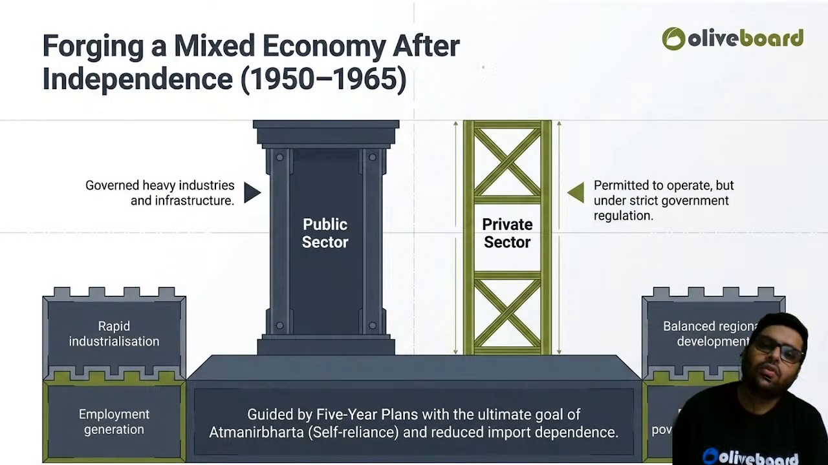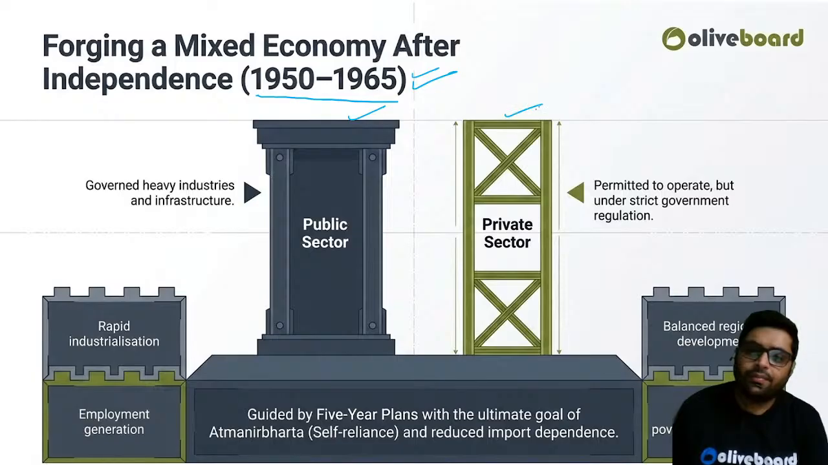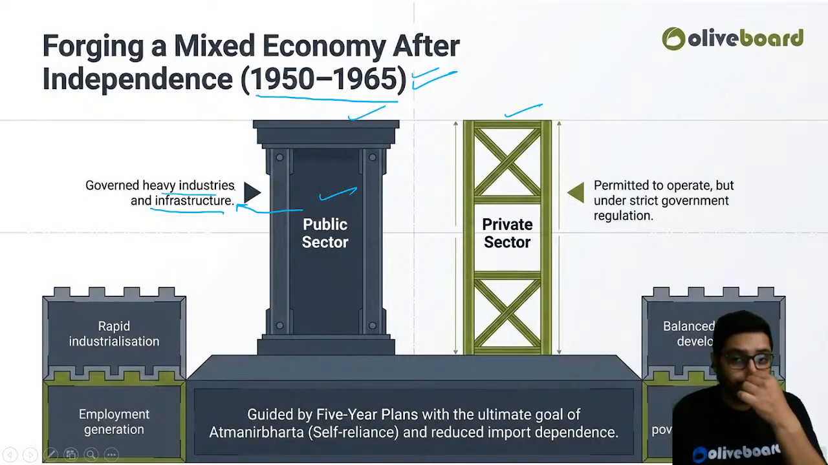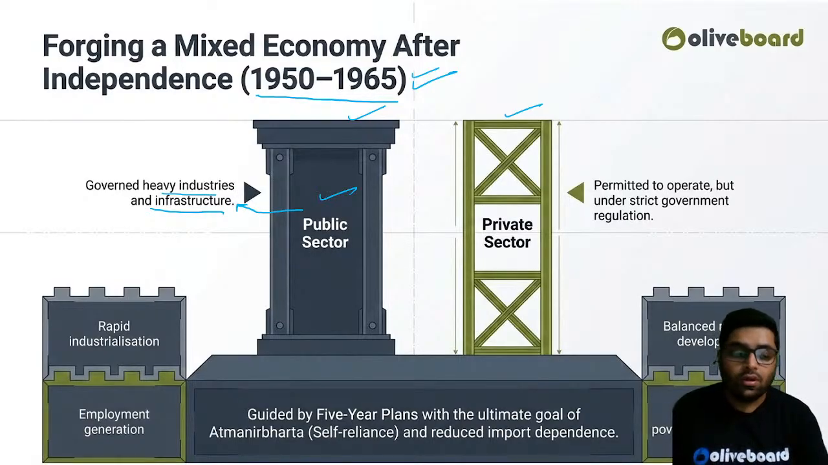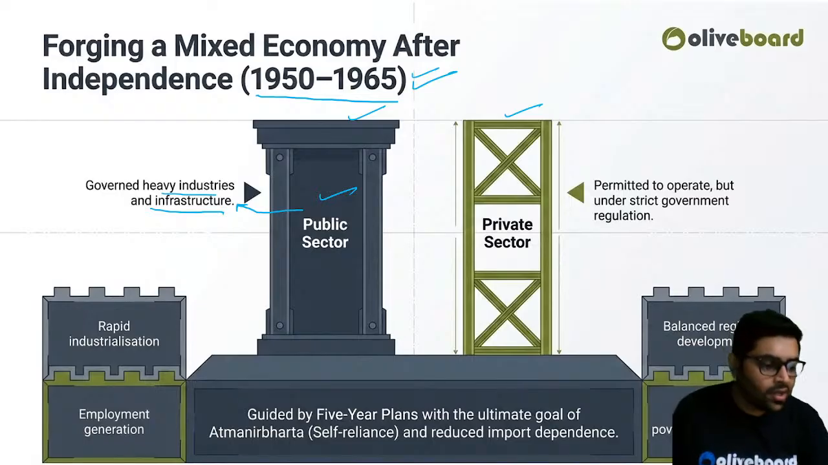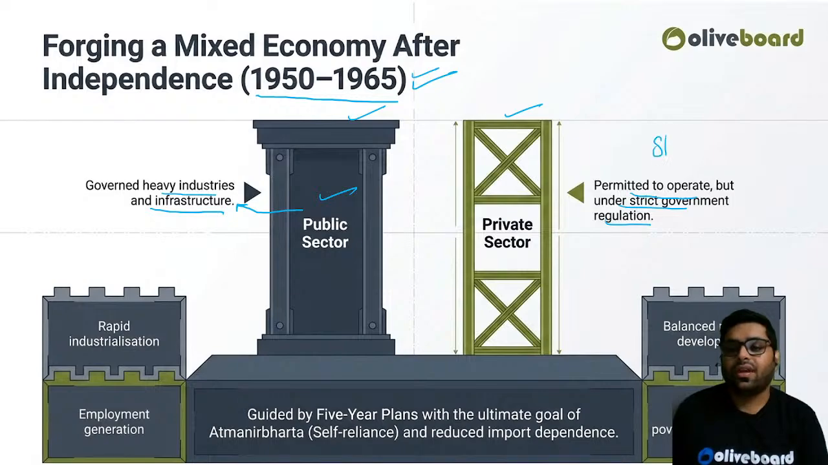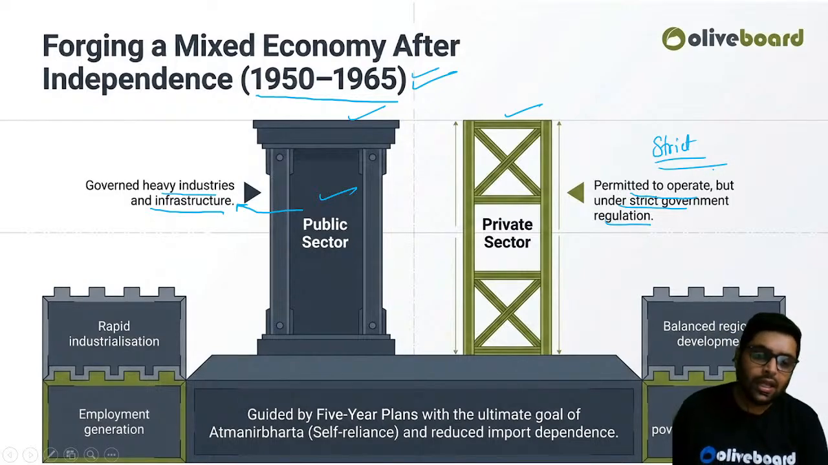From 1950 to 1965, we had two sectors, public sector and private sector, and the public sector was dominated by government heavy industries and infrastructure. So major heavy industries which you see today in the private sector as well were earlier in the public sector, that is, under the government. The private sector was there, but it was permitted to operate only under strict government regulation. Rapid industrialization was happening, employment generation took place, and it was guided by 5-year plans.